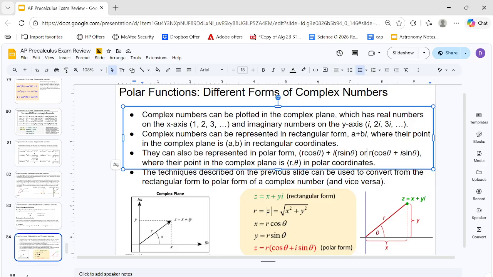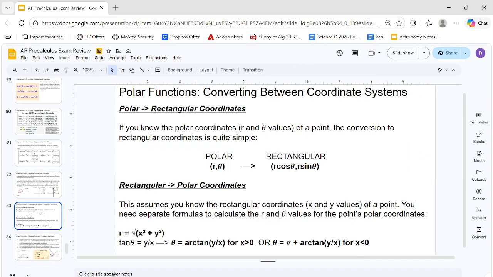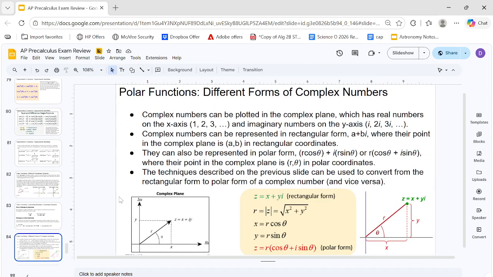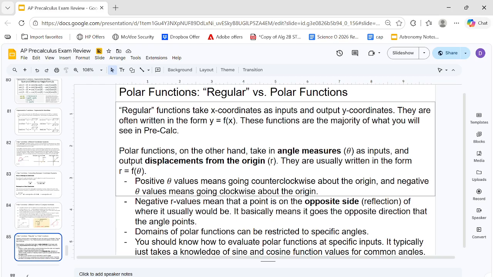Anyways, with the techniques before, you can just convert between the different coordinate forms, and then you can use that to convert from a plus bi to r cosine theta, r sine theta form. Regular functions take x coordinates as inputs and output y coordinates, so y equals f of x, but polar functions take angle measures and output displacements from the origin. So r equals f of theta.